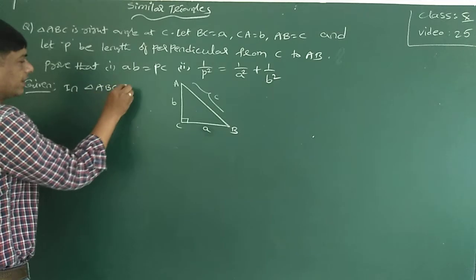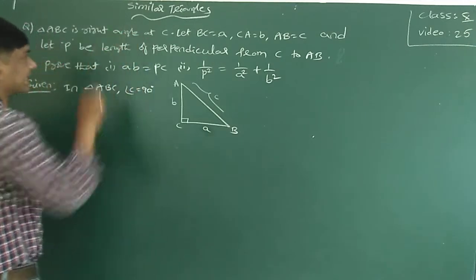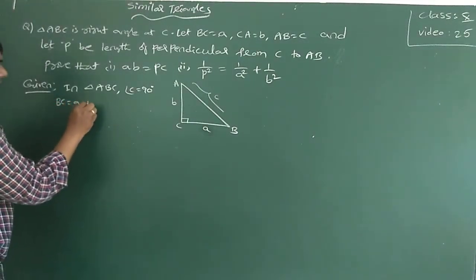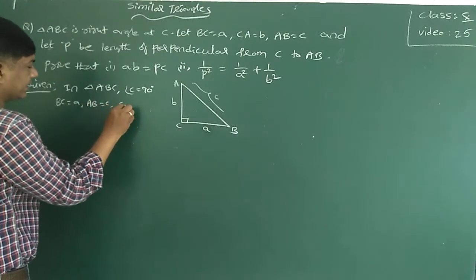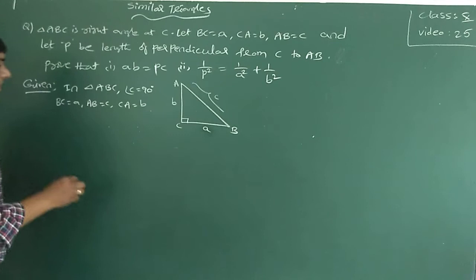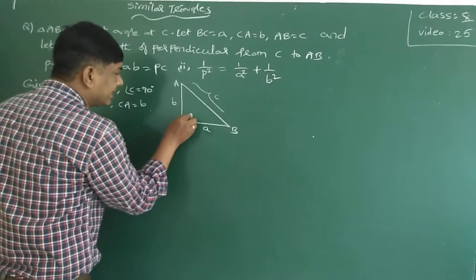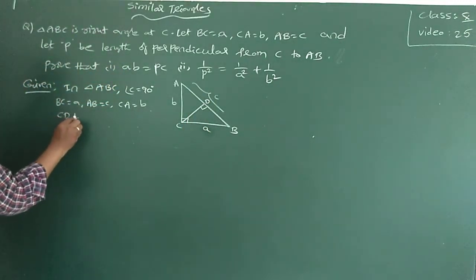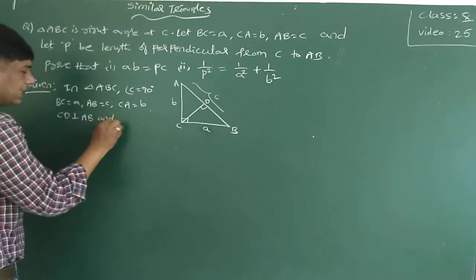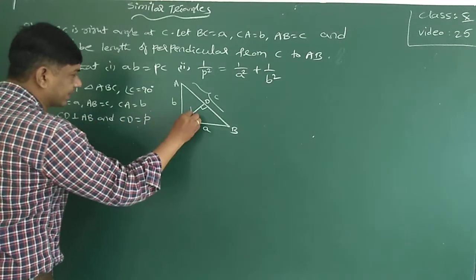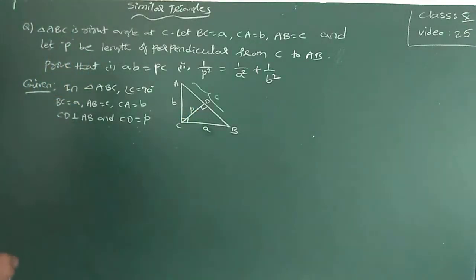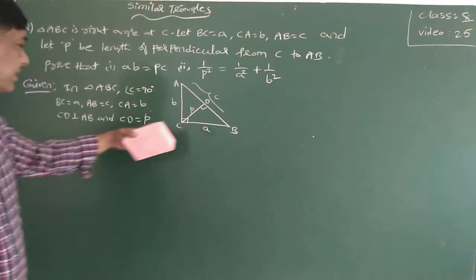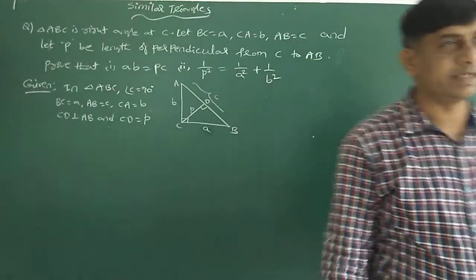In triangle ABC, angle C is equal to 90 degrees as per the given question. BC is equal to a, AB is equal to c, CA is equal to b, and CD is perpendicular on AB, and also the CD length is equal to small letter p.